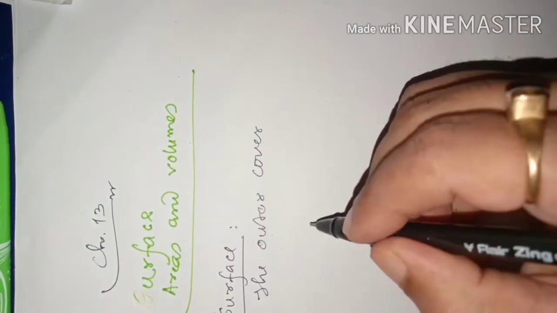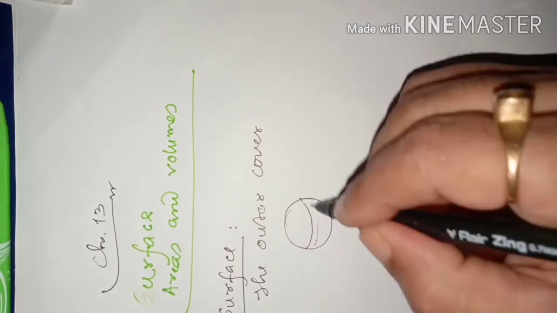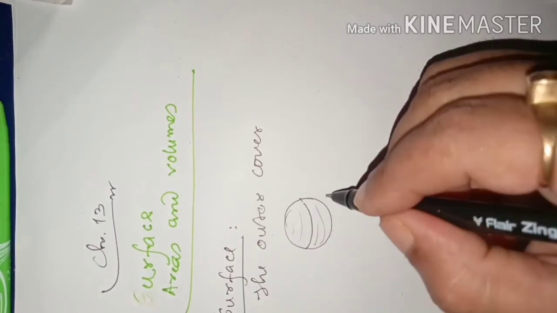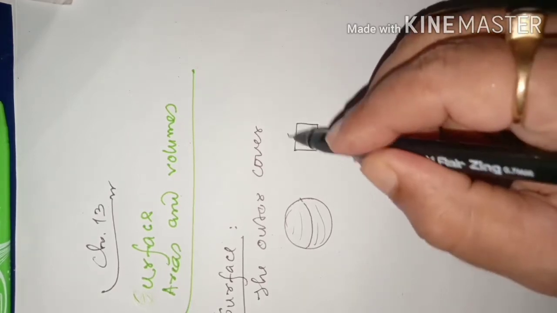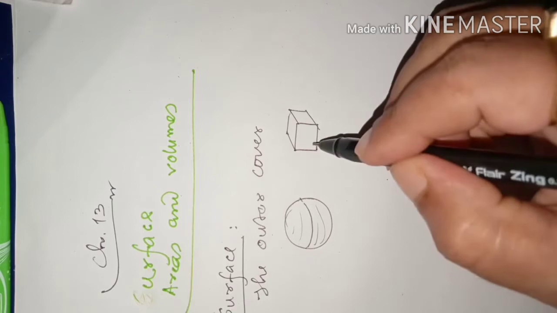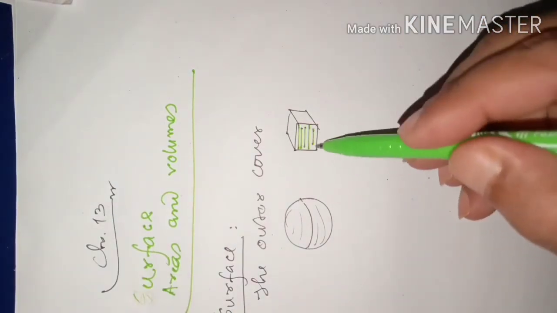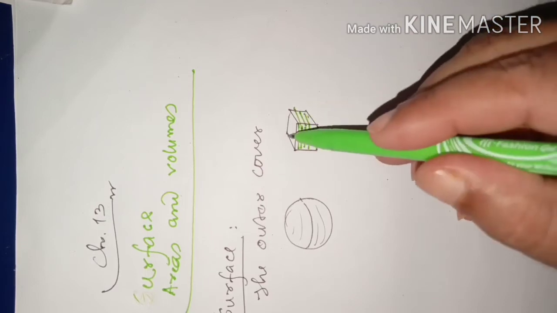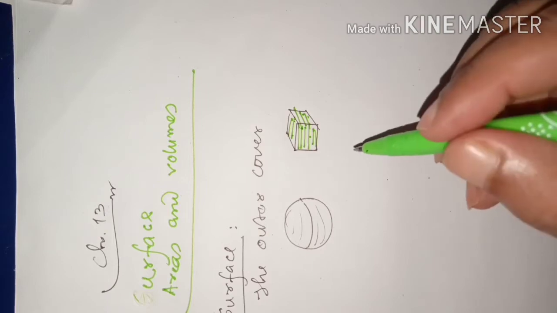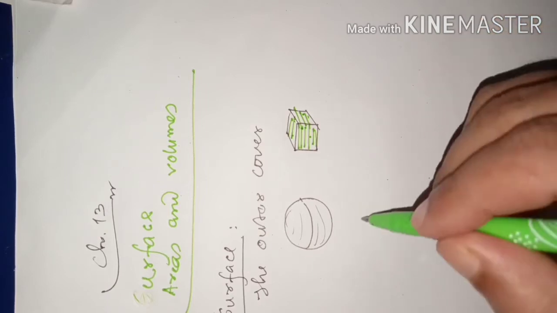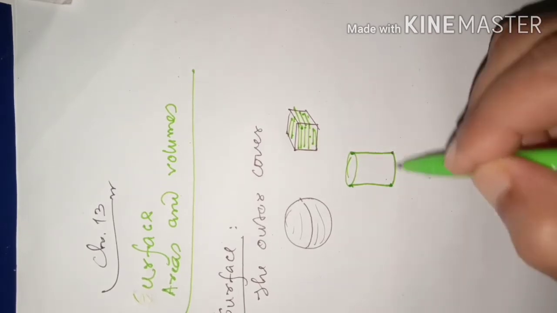Outer cover. Suppose this is a football, so it has got an outer cover. So this outer cover, this is a surface. Or say this is a box, so it has got an outer cover. Outer cover means which we can touch like this. So all these are outer cover. So that is surface.